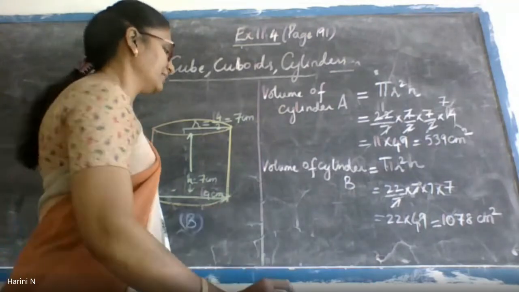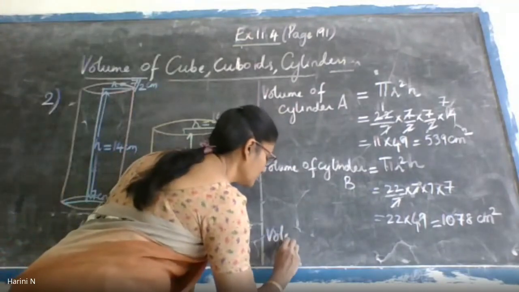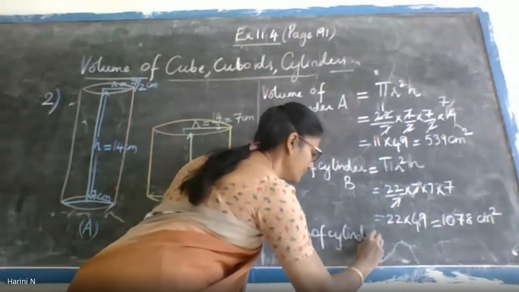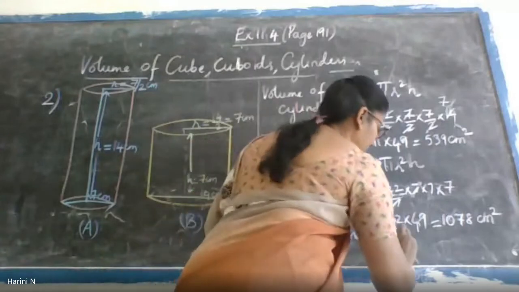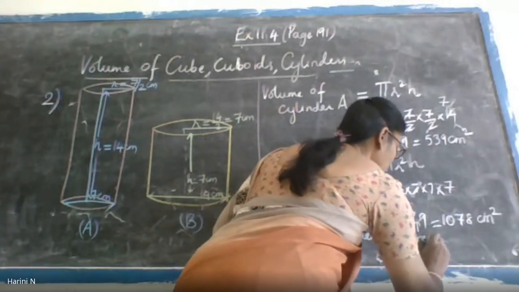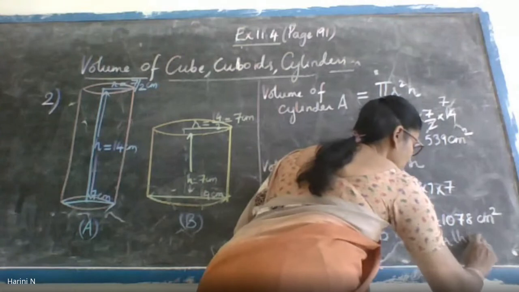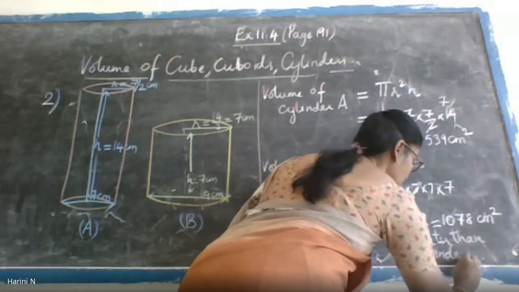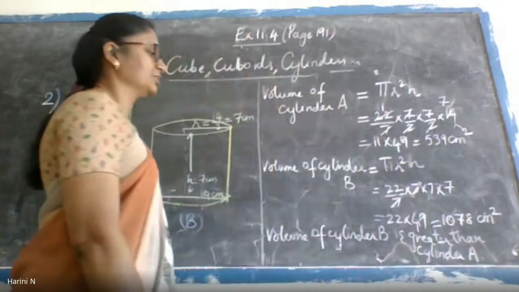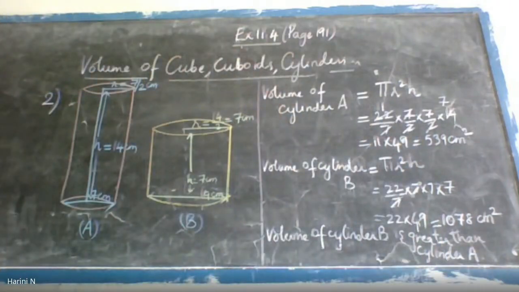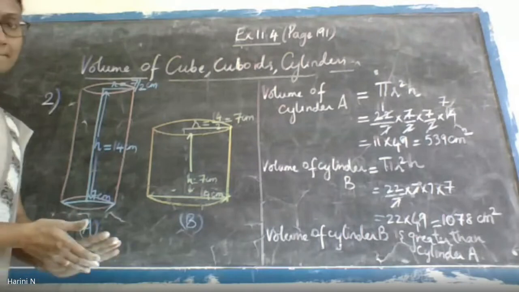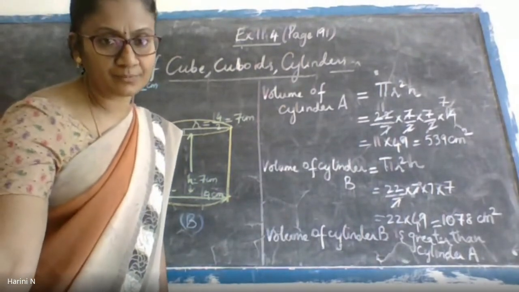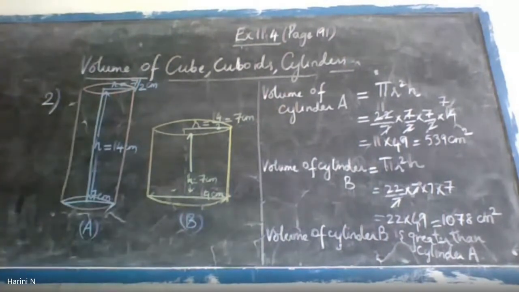So on comparing, we are saying volume of cylinder B is greater than cylinder A, because 1078 is bigger than 539. Any doubt? Please verify with your own multiplication.